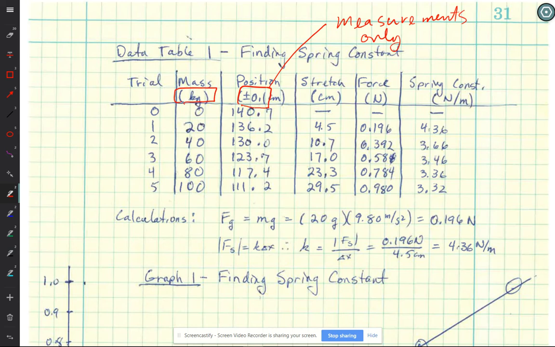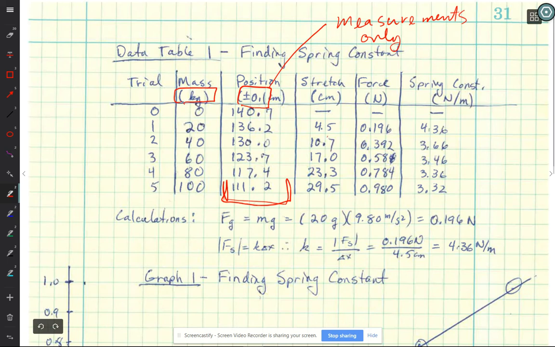Now, what was measured? This was the only thing that was actually measured in the experiment. I had the trials. I hung the masses on there. The masses were these self-same masses that I was hanging on there. And so I didn't measure these masses. I trusted them. That's why there's no plus or minus written. I just trusted them. I said, it's the 20.